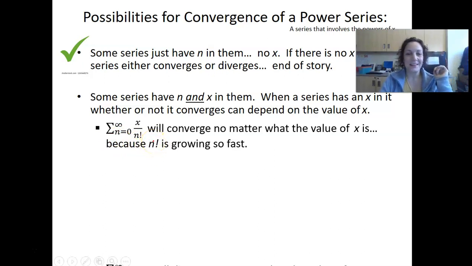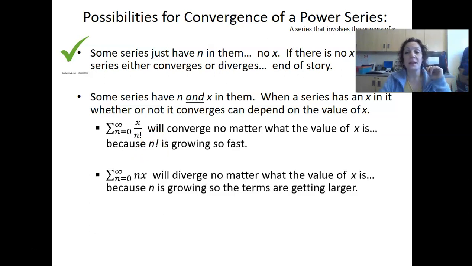The second thing that can happen is that the series is just a mess and it's going to diverge no matter what. This series right here, these terms are getting bigger. N is getting bigger and it's being multiplied by X. I don't care what X is, these terms are getting bigger.